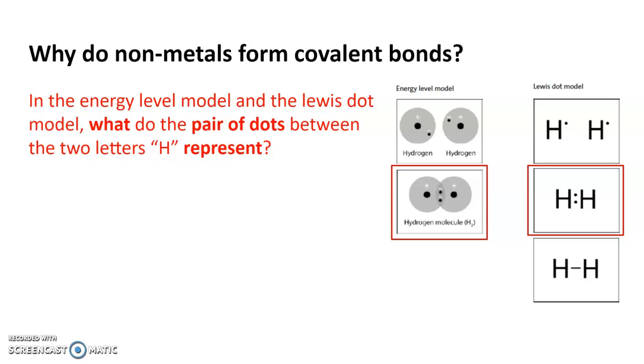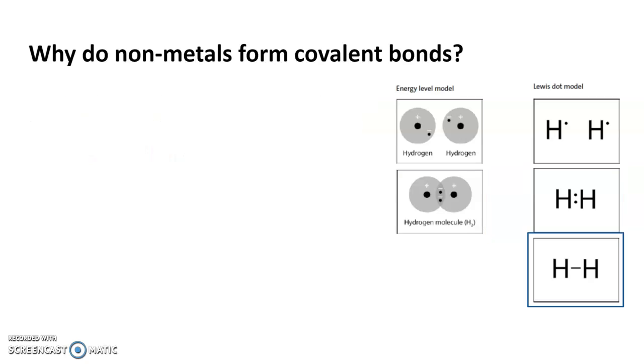So hopefully you can look at this and say, all right, those are the electrons. So the dots, whether it's an energy level model or just the atomic symbol of the Lewis dot model, those dots are representing our electrons.